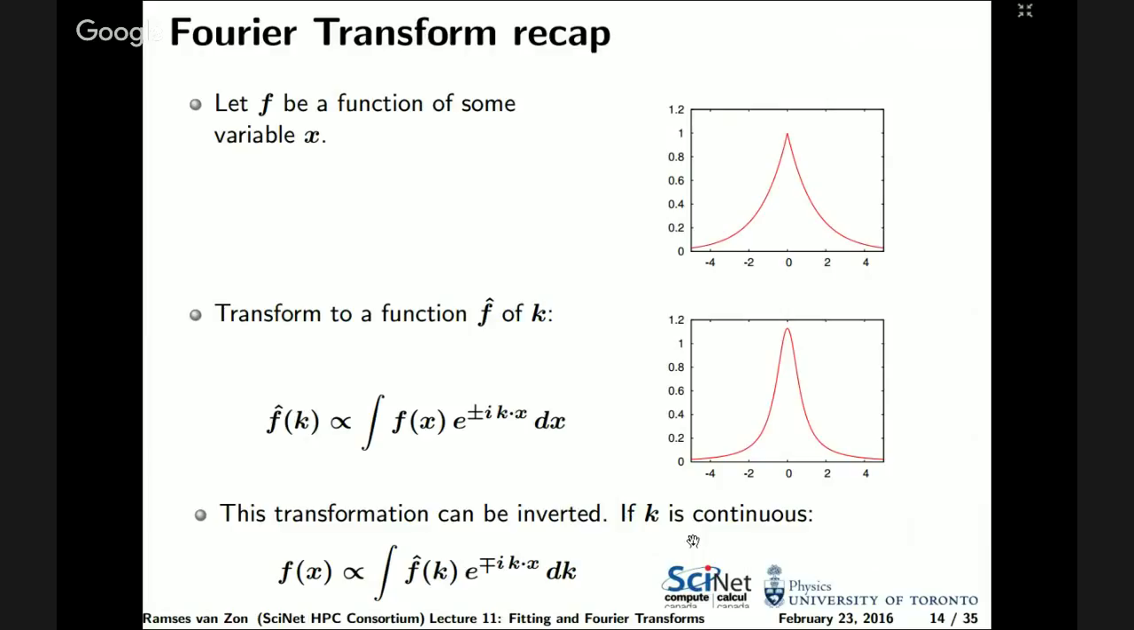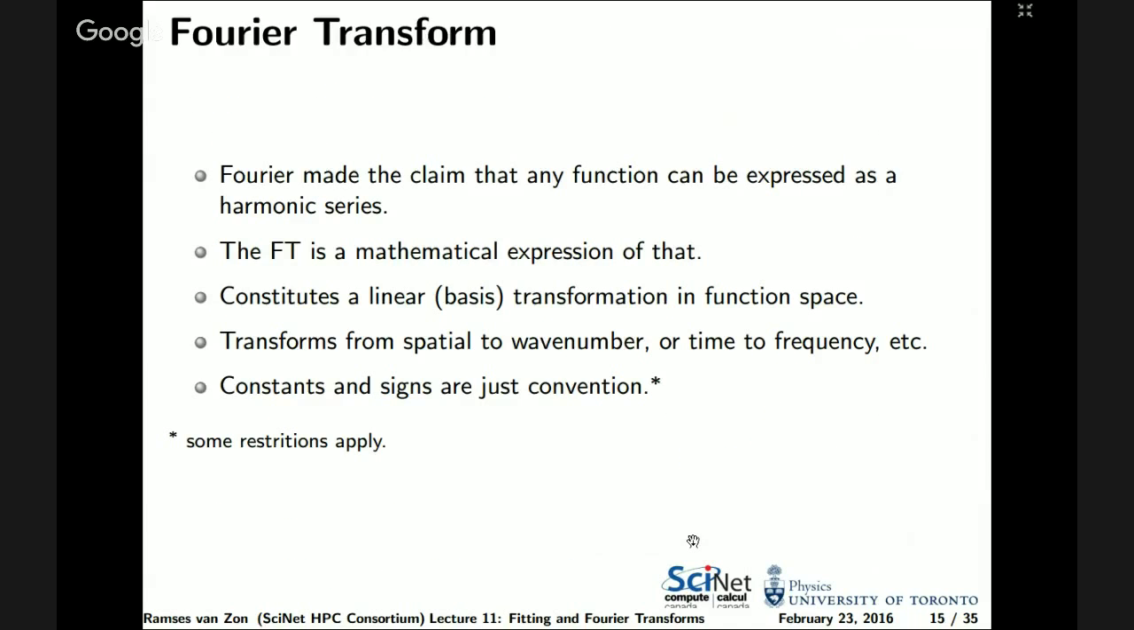But that's if my x can vary continuously, and so can my k, and I have an infinite interval. And that's never going to happen in the numerical world. It rarely happens in the real world, but definitely doesn't happen in the numerical world. We'll have a finite number of points where our signal is sampled, right?